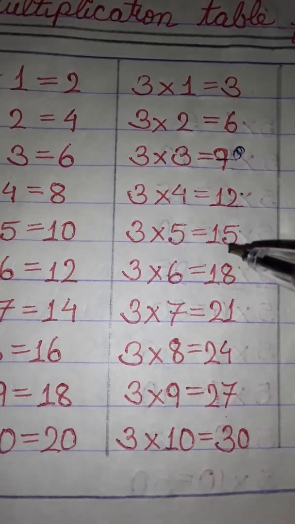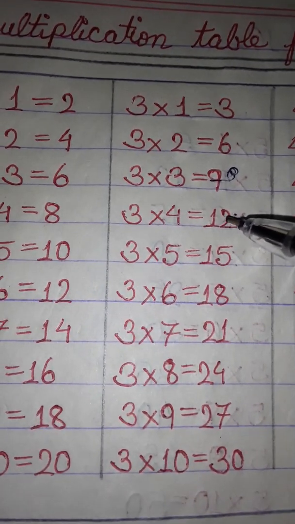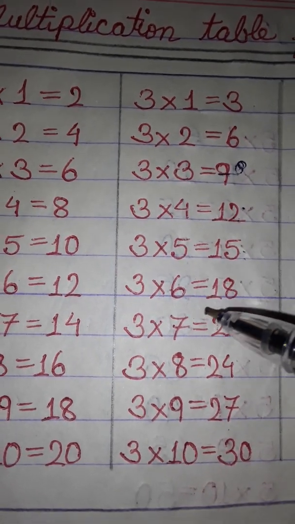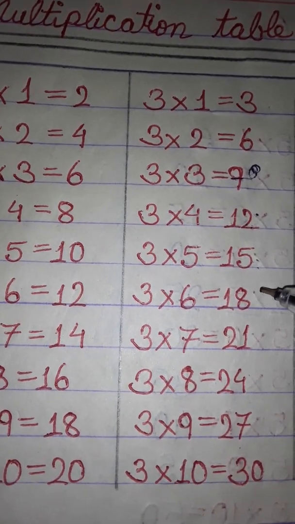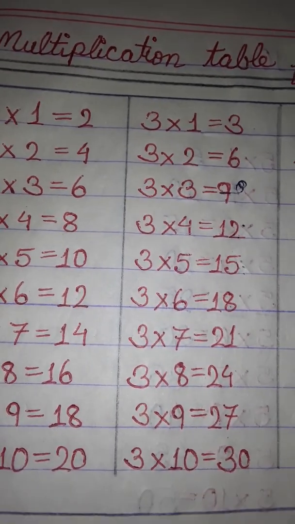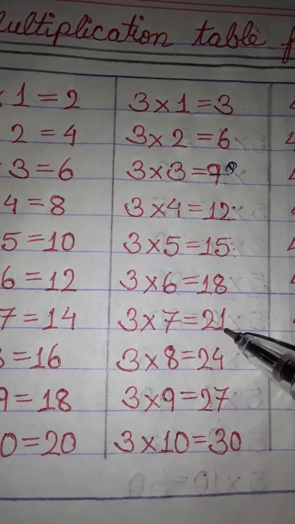Now we will go to the next part, that is 3 into 5 is equal to 15. For this you have to just add 12 plus 3, the answer will come as 15. Now the next one is 3 into 6 is equal to 18. For this you have to just add 15 plus 3, the answer will come as 18. Now the next one is 3 into 7 is equal to 21.